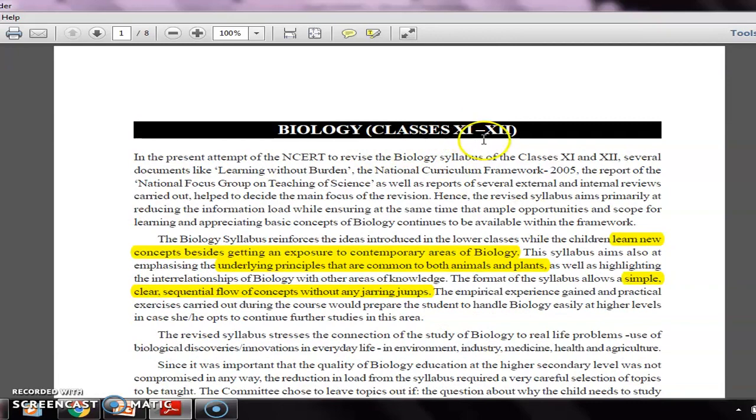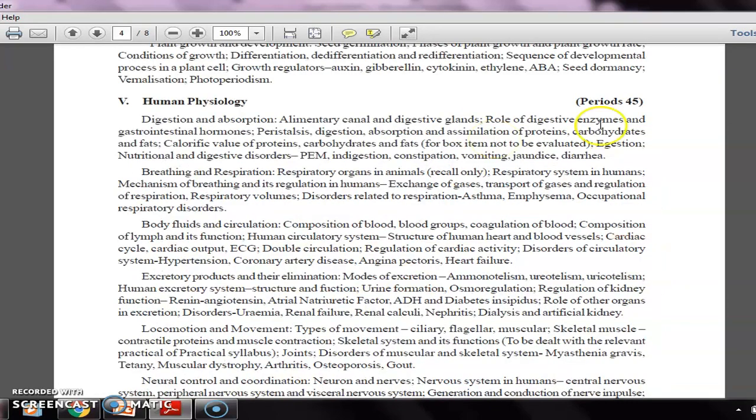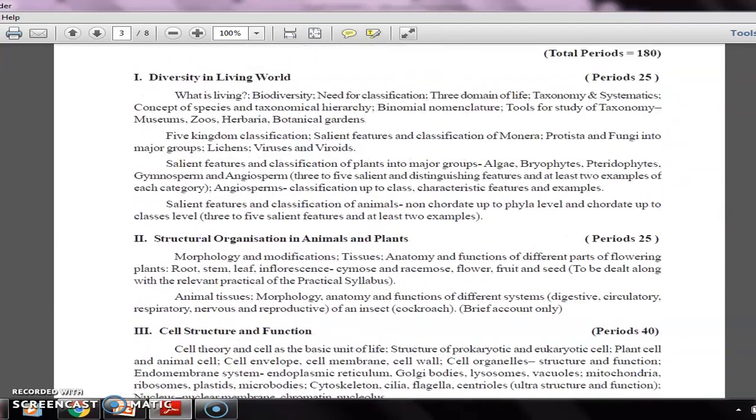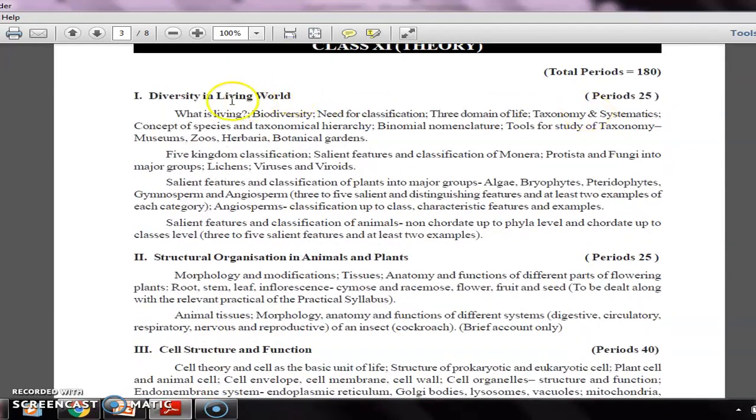This is class 11th and 12th biology chapters, and unit wise the important topics are shown. For example, in case of unit 1, you need to know why the classification is required, what are the domains of life, how many scientists have attempted how many types of classification, and which classification are we using recently, how many kingdoms are there, what are the salient features of each classification in case of plants and animals, and so on. You will be learning a lot of new words as well in this case. Here 3 to 5 salient features and at least 2 examples of each category is important.